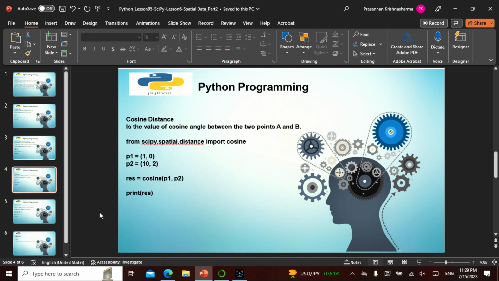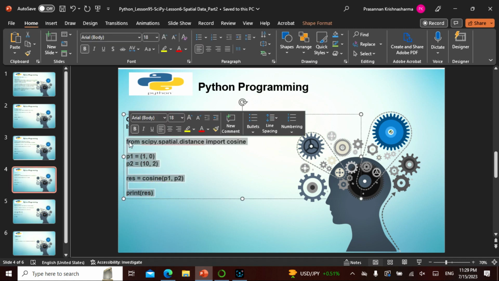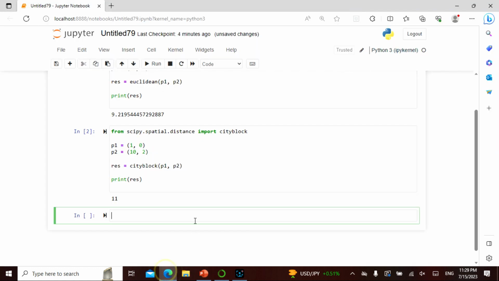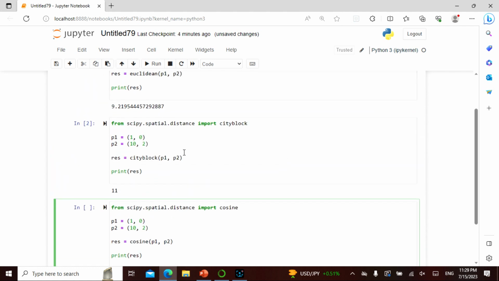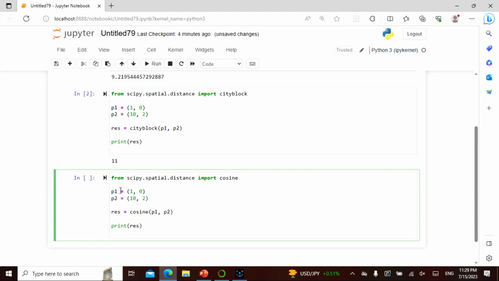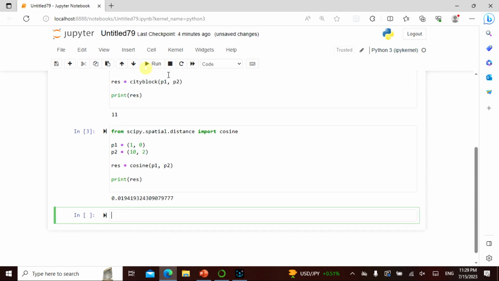All right. So next is the cosine. Cosine, sine, tan, we might have heard of them. The cosine distance is based on the angle between 2 points A and B. From scipy.spatial.distance, I import cosine, with P1 as 1, 0 and P2 as 10, 2, then compute the result of cosine P1, P2. If I run this, I have 0.02.